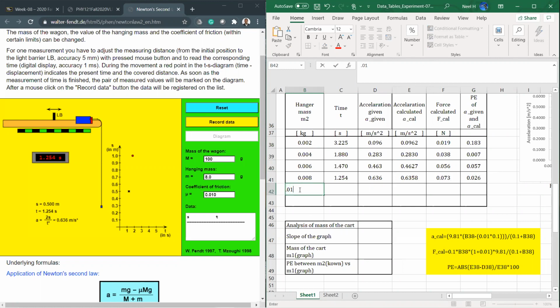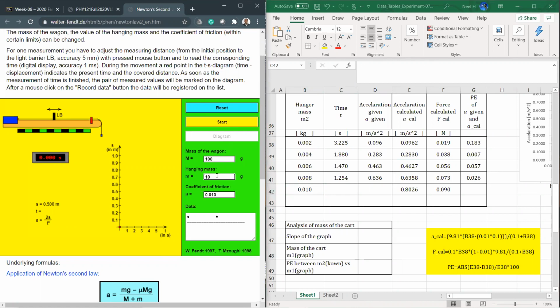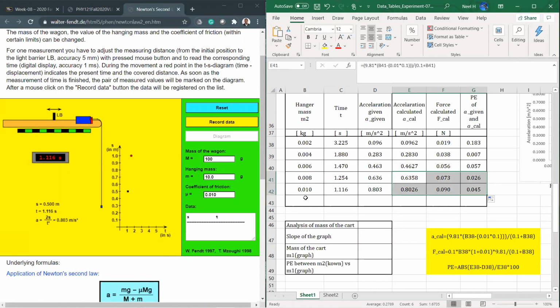Next, hanger mass 0.01. Reset. Hanger mass to 10 gram. Start. Time is 1.116. Acceleration 0.823. These you can click and drag together. It will do the calculation for you.